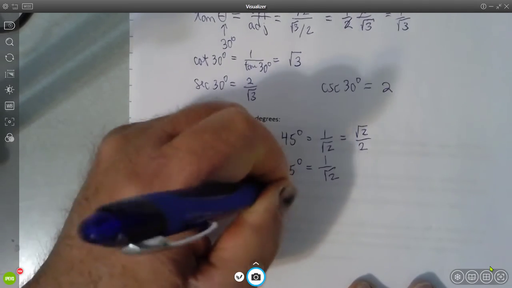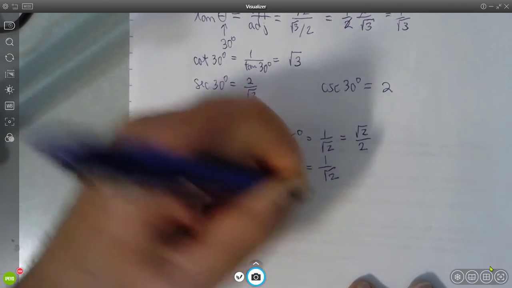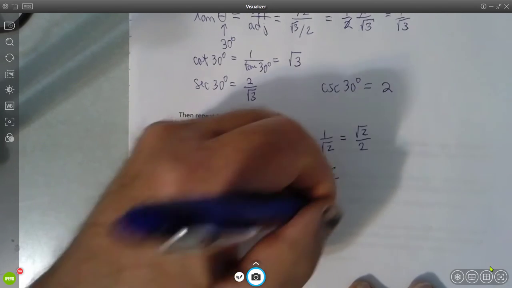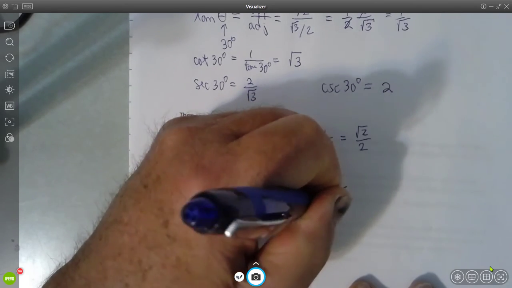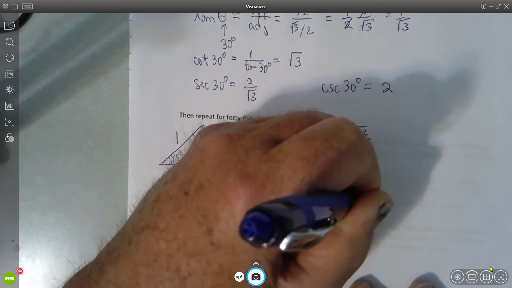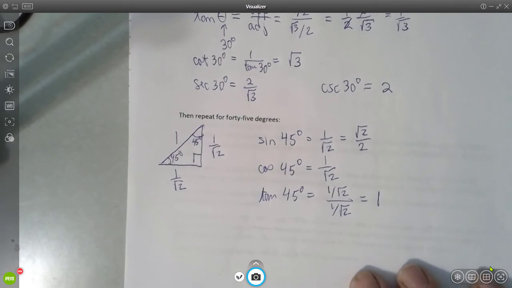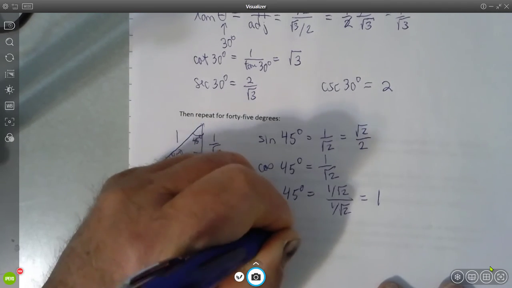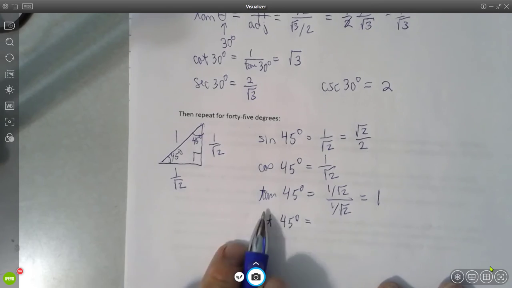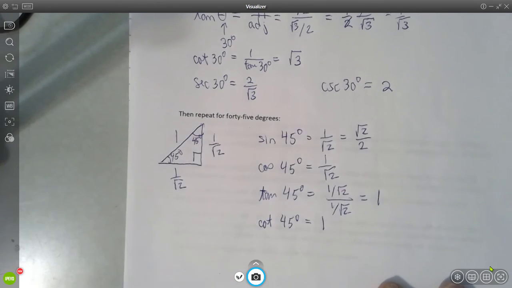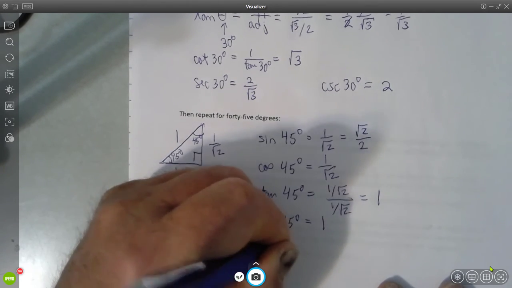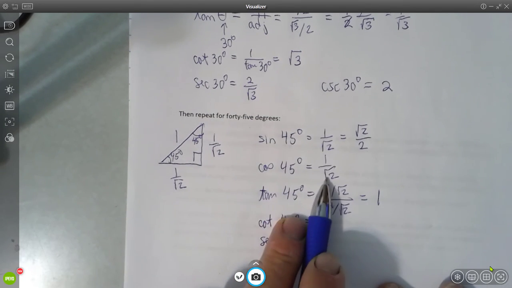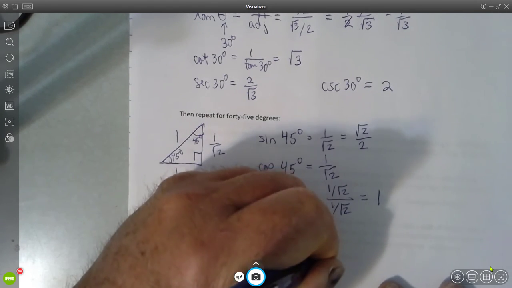Tangent of 45 degrees is opposite over adjacent. Well, that's 1/√2 divided by itself. And any non-zero number divided by itself is 1. The cotangent of 45 degrees is the reciprocal of the tangent. The reciprocal of 1 is 1. The secant of 45 degrees is the reciprocal of the cosine. The reciprocal of 1 over root 2 is root 2.